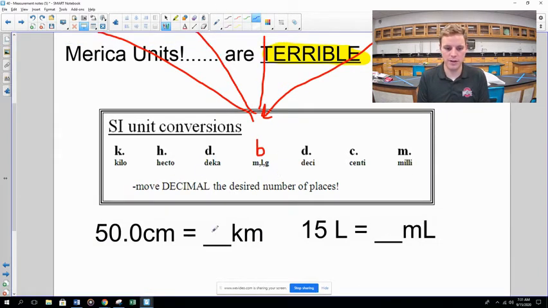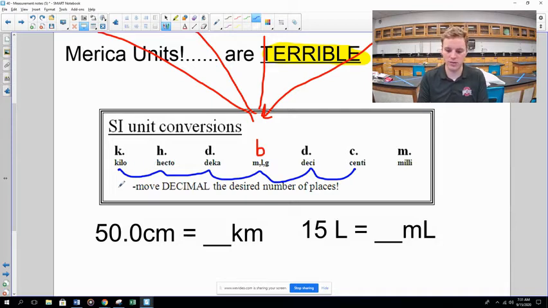So I'll use a different color here. So let's say I'm going from centimeters to kilometers. I find the centi right here. Here it is. And I want to go to kilometers. So there's two things I'm going to keep track of. How many spaces do I have to move to do that? And which direction do I have to move to do that? Well, if I'm going from centi to kilo, that's going to the left. It's going to the left. And how many spots is that? Well, that's 1, 2, 3, 4, 5 spots to the left.